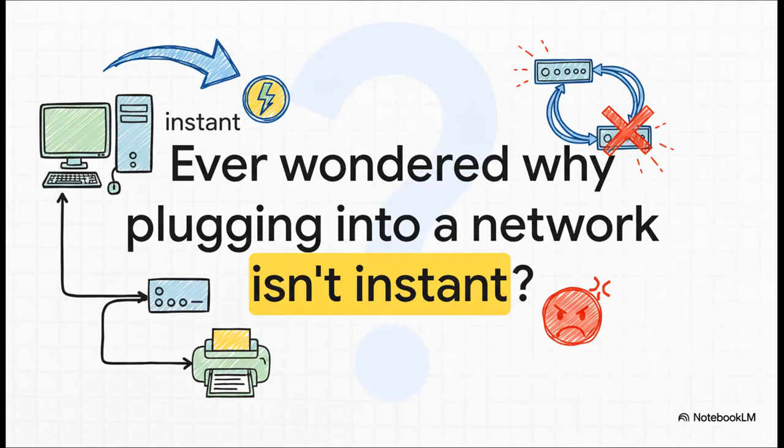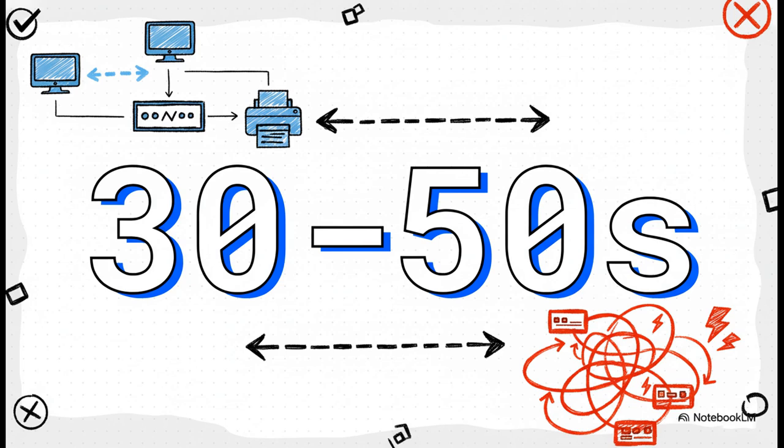So, have you ever plugged your computer or a printer into a network jack and just waited, wondering why it isn't connecting instantly? I'm betting you have, and you're not alone. The thing is, that long pause, it's not a bug or a glitch. It's actually happening on purpose for a very, very specific reason. We're talking about a wait time of anywhere from 30 to 50 seconds. In a world where everything else is instantaneous, that can feel like an absolute eternity, right?